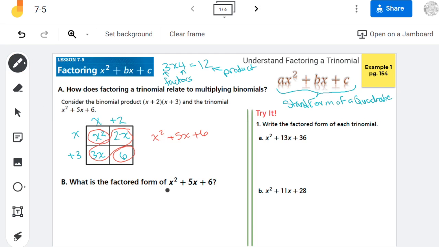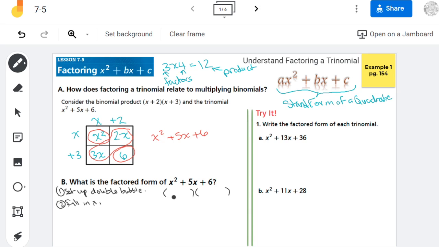So our first step is to go ahead and set up what I call the double bubble. That's two sets of parentheses. Ooh, I can't spell double today. Double bubble. All right.